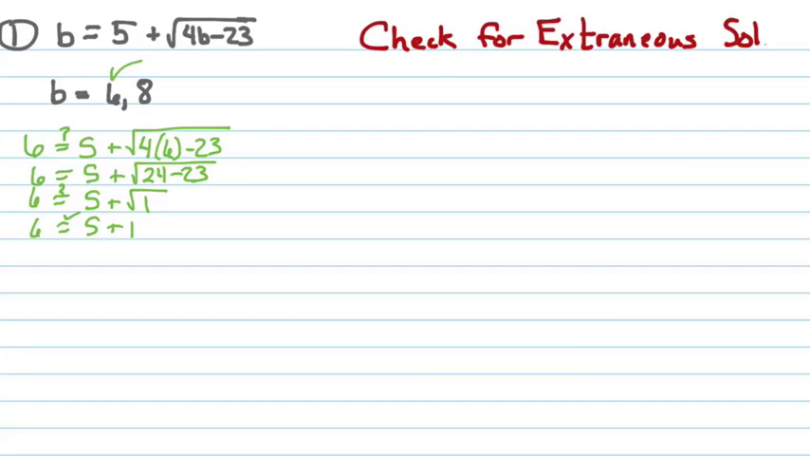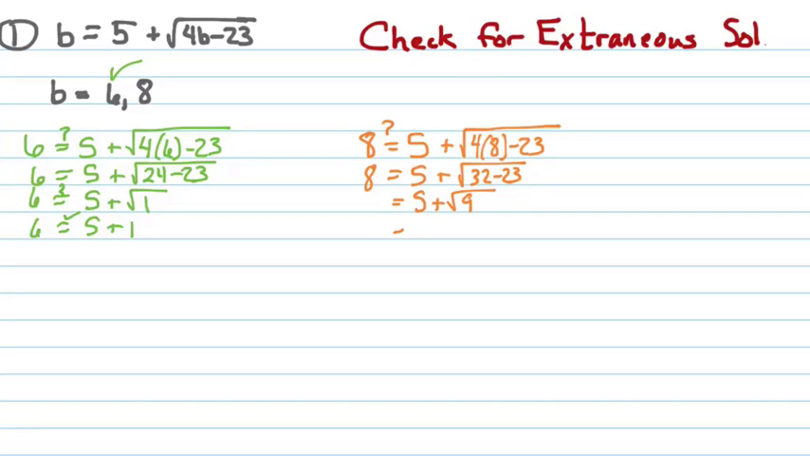Now we're going to check the other one to see if it's extraneous. And so I have 8. Does it equal 5 plus the square root of 4 times 8 minus 23? And so we're trying to figure out, is that equal to each other? So 5 plus the square root of 32 minus 23. And so 5 plus the square root of 9. So 5 plus 3, which is equal to 8.